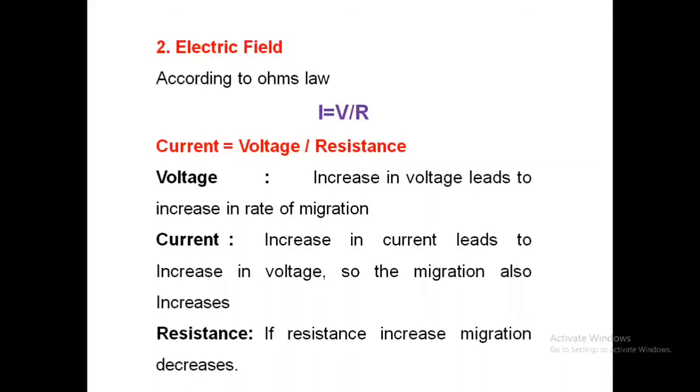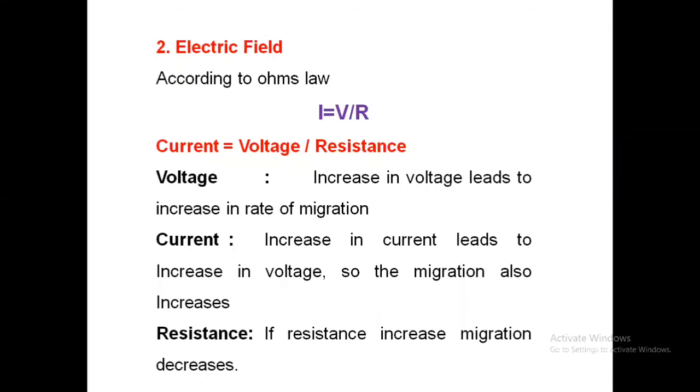Then only current will go. So indirectly, you see, if you are increasing the current, voltage will increase. Because of voltage, again migration rate will increase. So finally, what I am going to say is voltage and current both are directly proportional to your migration current.